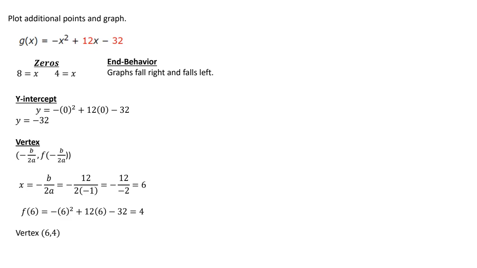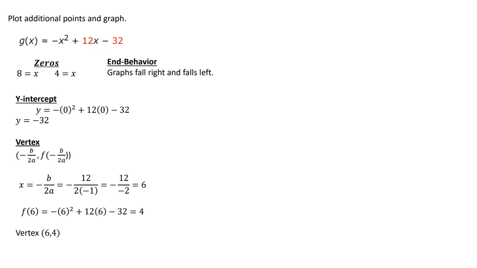Now let me find the vertex of this quadratic. I'm going to use the formula that, again, we learned in chapter 2: to find the x value of the vertex, I find negative b over 2a. In my problem here, a is negative 1, b is 12, and c is negative 32. So when I plug these values in, b is 12, 2a is negative 2, and I get x is equal to 6. So that's the x value of the vertex.